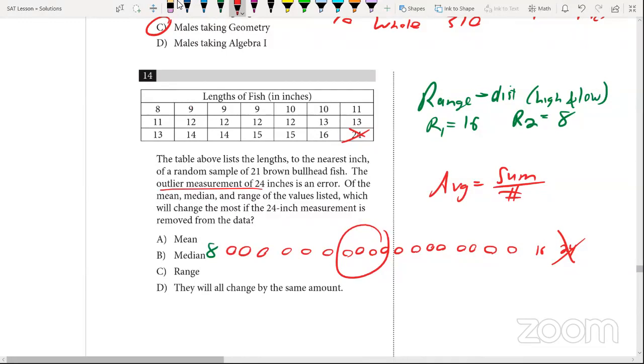And we can kind of make the assumption that it's not going to change as much as the range. The range changed by 8. And that's very big in comparison to these numbers that we have. I don't know, if you remove the 24, I would imagine the average might go from like 12 to 11.5 or something like that. So the range is changing quite a bit. And the answer number 14 is C.